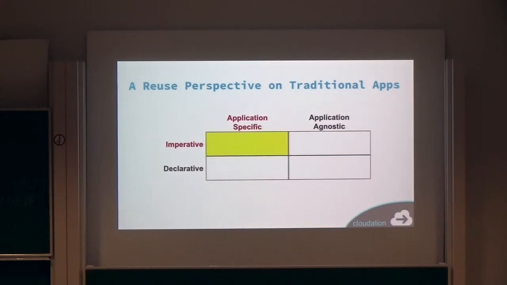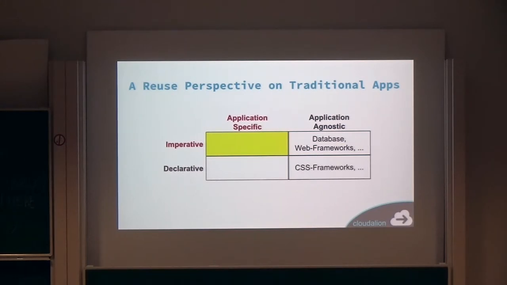So I will be especially interested in this yellow box here, because this is where things can be tangled, functional and extra functional requirements. So when we're looking at a web application today, the database that is being used and web frameworks, they are all imperative, but application agnostic. So they are being reused across applications. They have a lot of influence on how performant my application is or how well it scales, but have nothing to do with the functional requirements of my particular application.